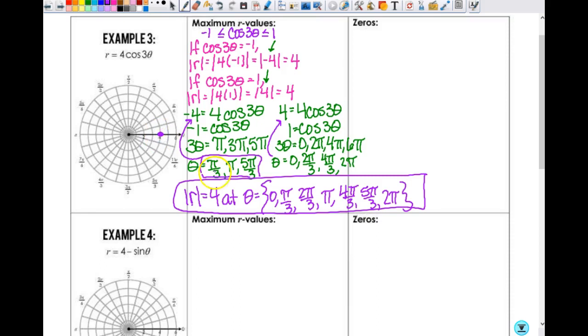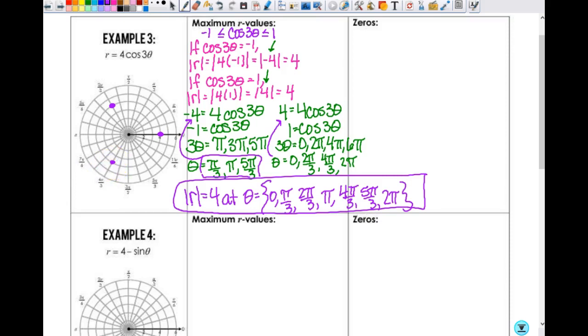At pi thirds, my radius is -4. Right here. At 2 pi thirds, my radius is 4. Right? At pi, my radius is -4. I already have a point there. At 4 pi thirds, which is right here, my radius is 4.